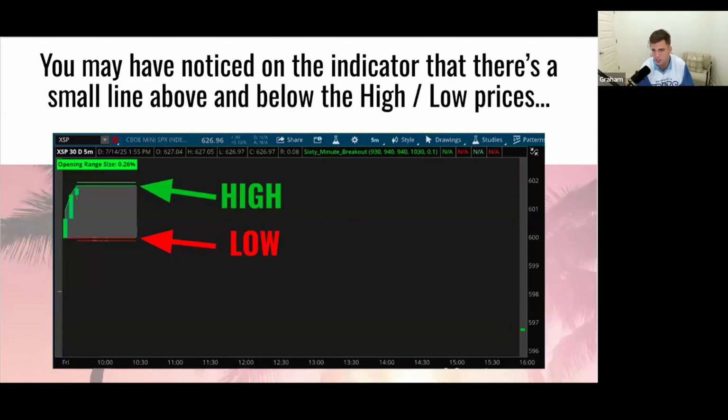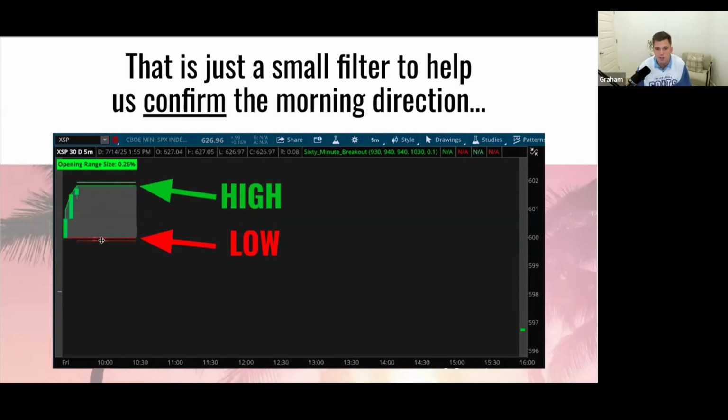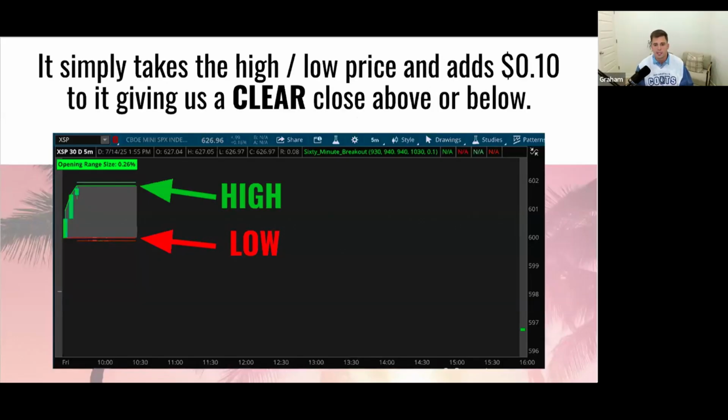Now, you may have noticed on the indicator that there's a small line above and below the high and low prices, right? So in that first class, we talked about this range, how it sets up the high and low, and then there's this weird line outside of it. Well, that is just a small filter that I added in to help us confirm the morning direction. It simply takes the high and low price and then adds 10 cents to it. So here's the high price, we add 10 cents to it, low price, we take out 10 cents.